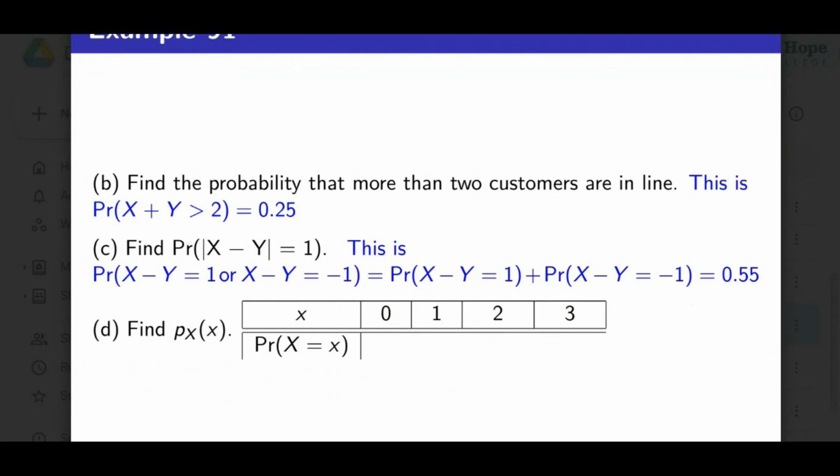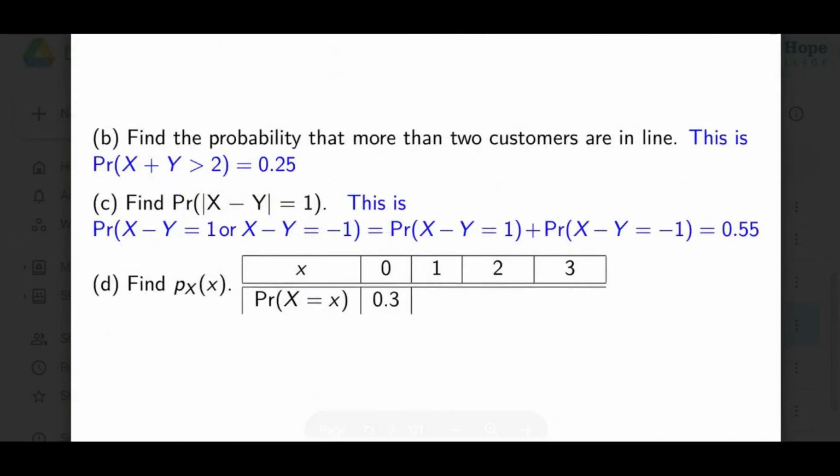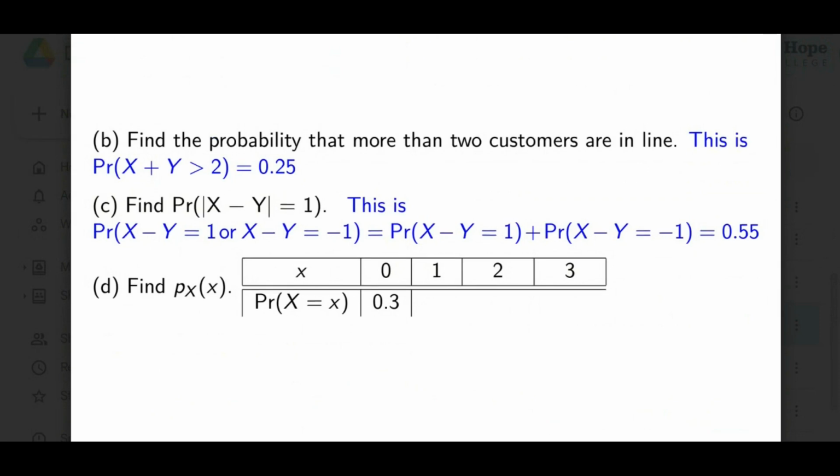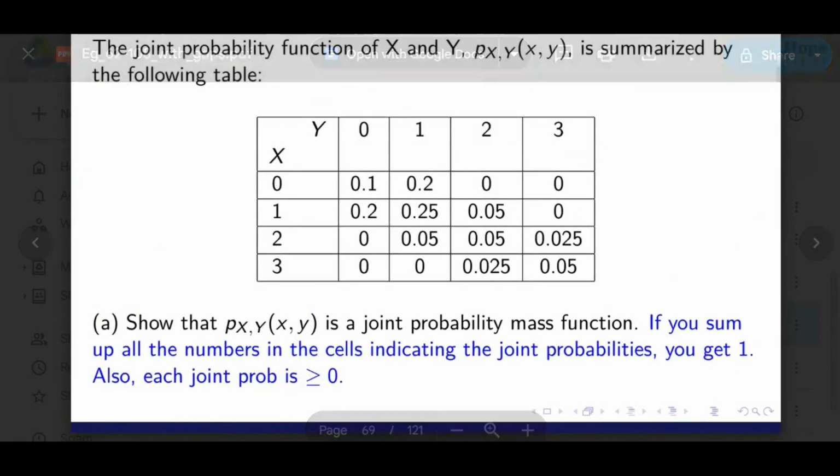So is it obvious that the first entry should be 0.3? If you go back to the table. Okay, why? I'll show, right? Because if you look at the table of the joint, when X is 0, Y could be 0 or 1, but that's it. The other cases have no probability. So add these two together. That's it. It's as easy as that. So you can put the sum, if you want, in the margins here. So it's called a marginal distribution.